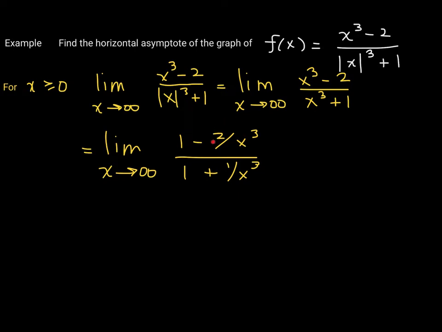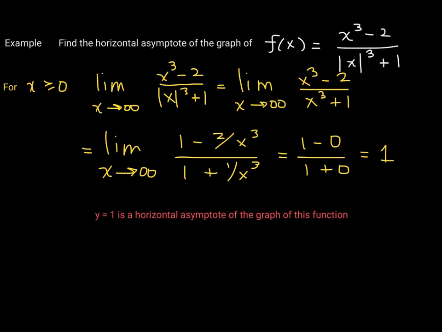Now remember, you're letting x approach infinity. That means this ratio here is going to 0. Likewise, this ratio is going to 0. So then you're left with 1 minus 0 over 1 plus 0. So the limit, look at this, is a real number. The fact that the limit at infinity is a real number shows that this graph has a horizontal asymptote. What is it? Y equal to 1.